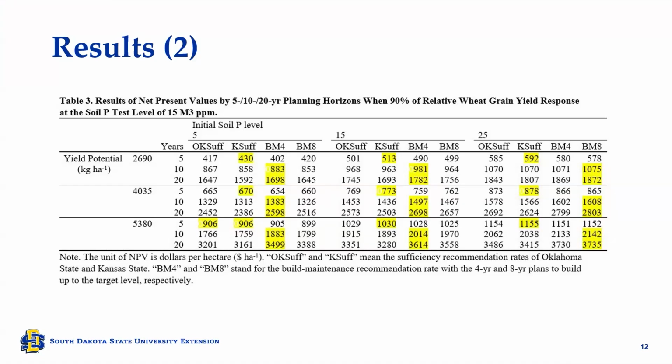So in a short run, like 5 years, hybrid sufficiency is going to be more profitable than the others. And then in the long run, like over 10 and then 20 years, build maintenance is going to be more profitable than the others. So in the short run, yield gains are not going to cover the extra cost of building up to the target, but in the long run their yield gains are going to be more economically advantageous than the cost they're saving.